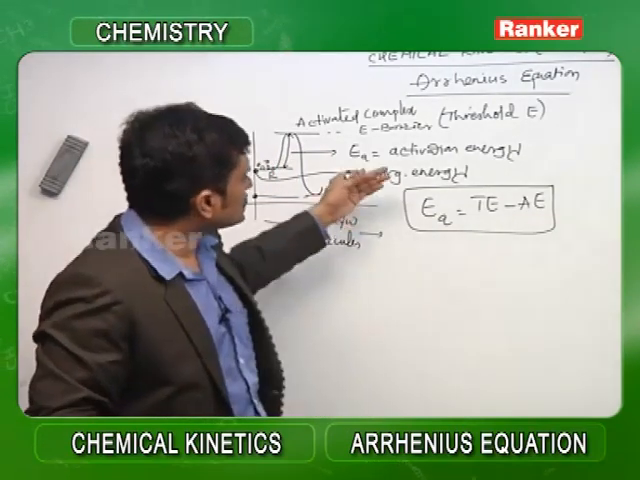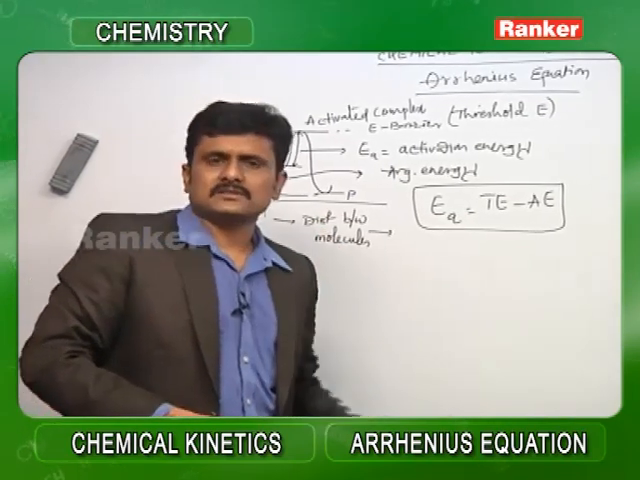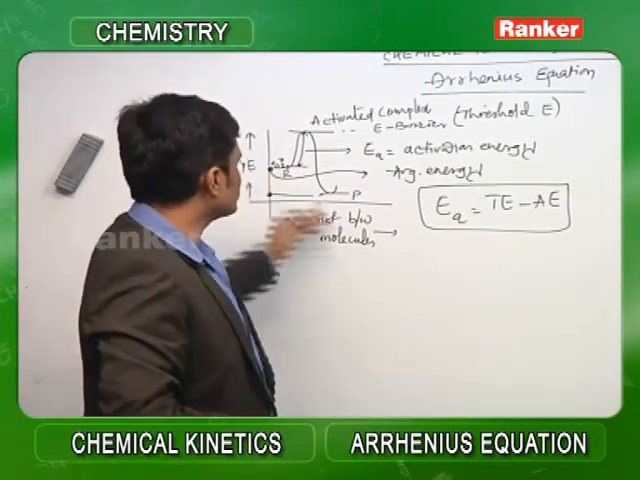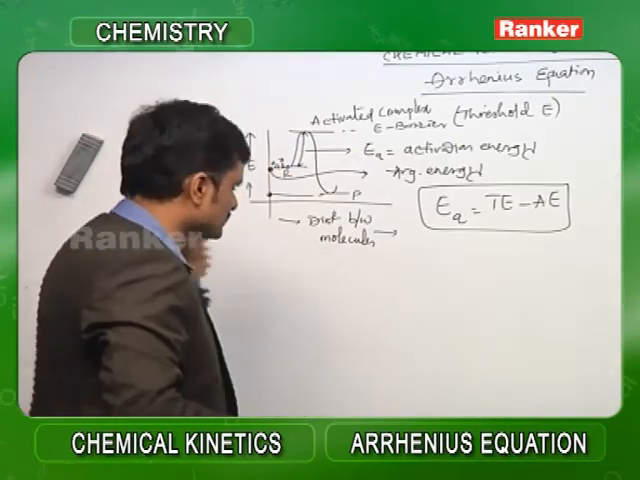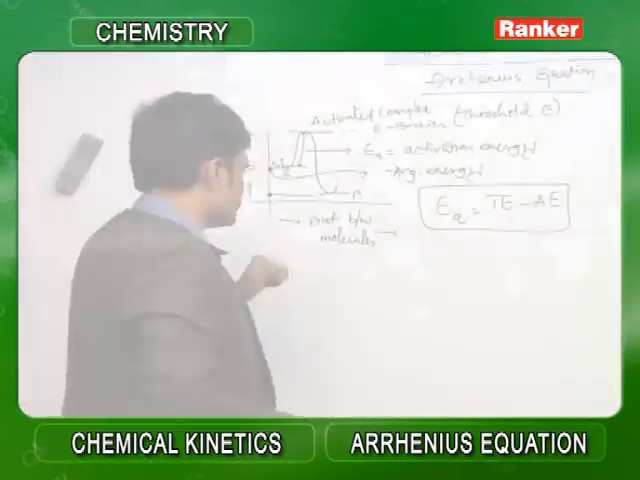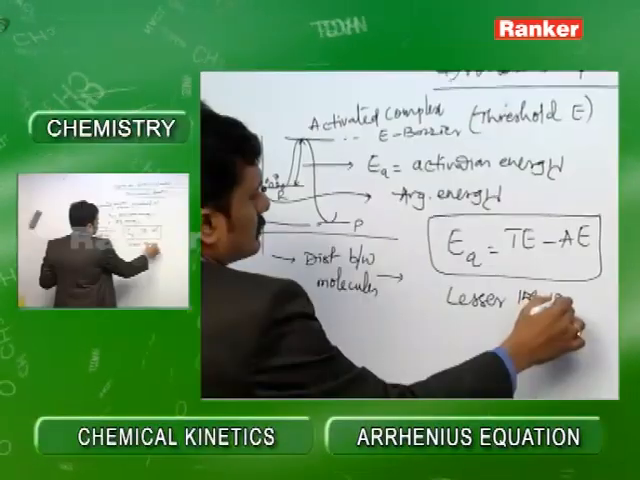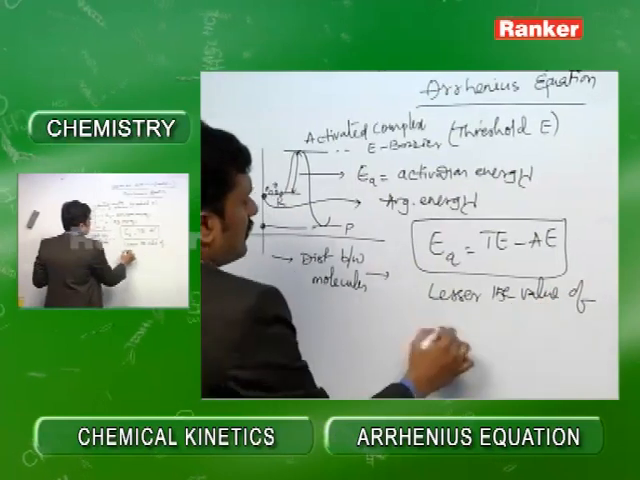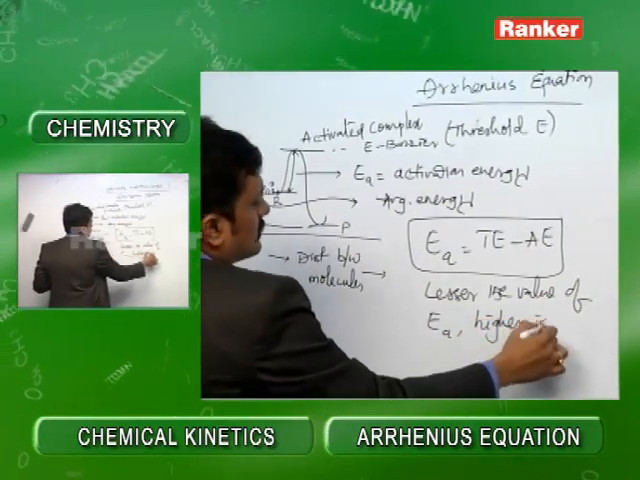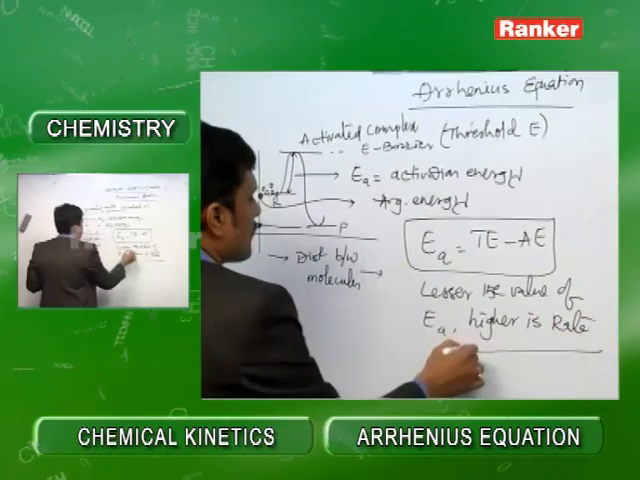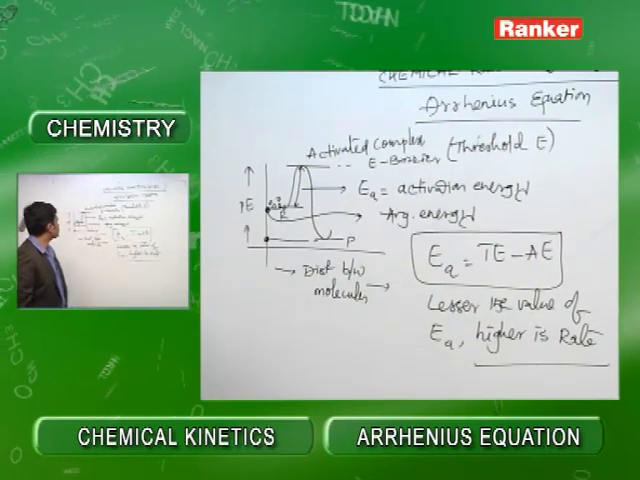So if you can provide this much through the temperature variation, we can successfully make more and more molecules cross the energy barrier. One point to be noted is that the lesser the value of this activation energy, the higher will be the rate, or the easier it is for this reaction to take place.